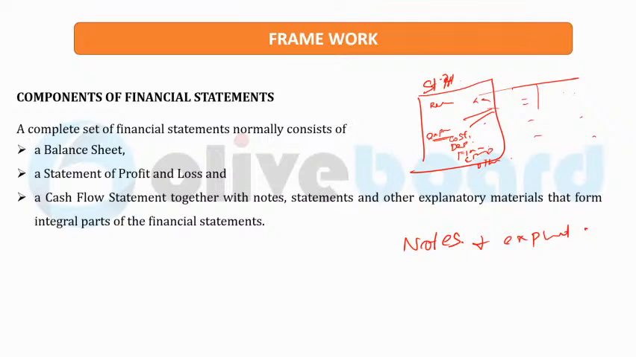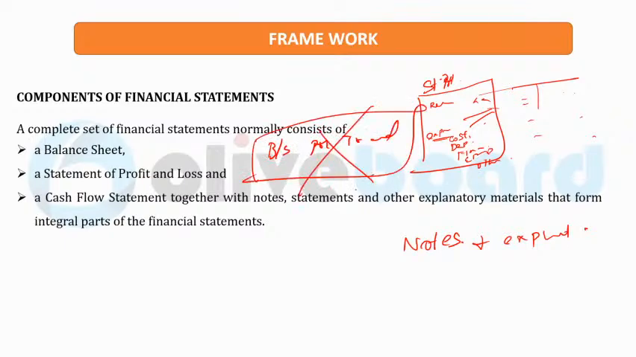In your 12th class, in your college, you would have seen only balance sheet, P&L, trading account. This is called final accounts. Now, financial statements means first the balance sheet, second the statement of P&L, and third the cash flow statement. The balance sheet is also not in T form. As per schedule 3, it has to be in a vertical format.